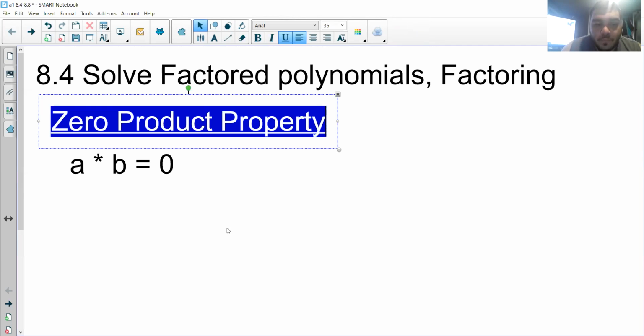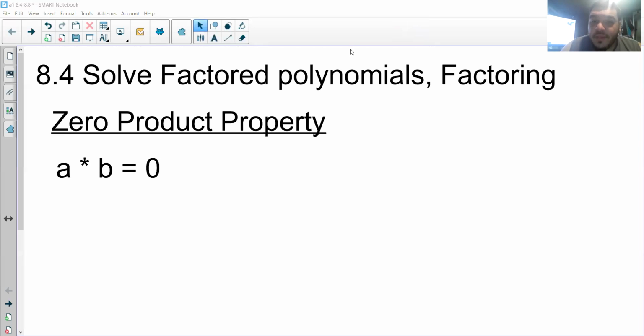All right. A times B equals 0. If A times B equals 0, anyone can unmute. What does one of either A or B have to be? 0. 0. Now, here's what's interesting.